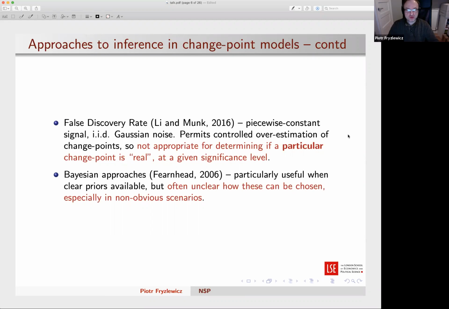I don't know if Paul mentioned them to you. But I would say they are the most useful when clear priors are available about the number or the locations of change points. And I would say this is not always the case.